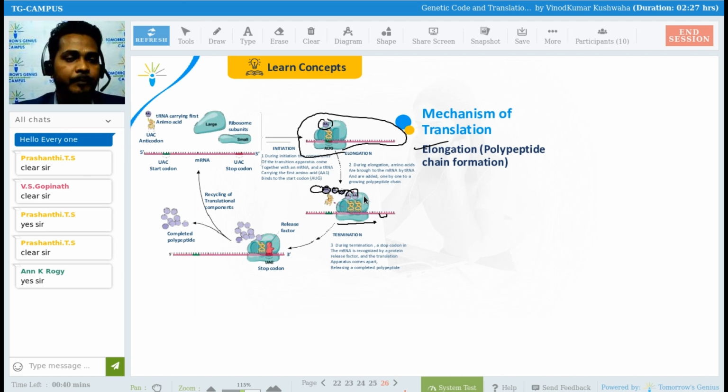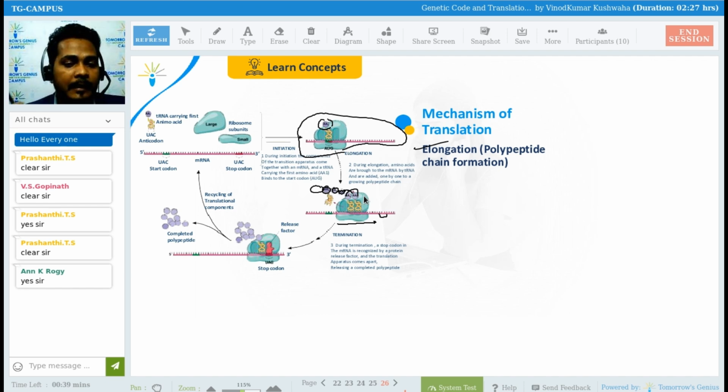A charged tRNA reaches the A site and attaches to the mRNA codon next to the initiation codon with the help of its anticodon. It requires GTP for the elongation factor. The peptide bond is established between the carboxyl group of the amino acid at the P site and the amino group of the amino acid attached to the tRNA at the A site. The reaction is catalyzed by the enzyme peptidyl transferase. Transferase means it is going to transfer.